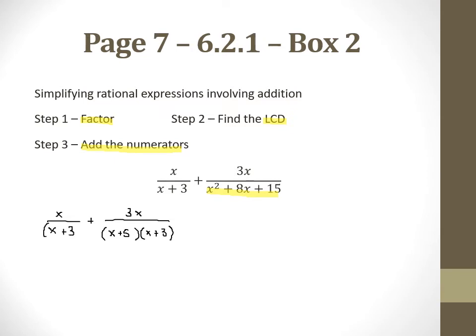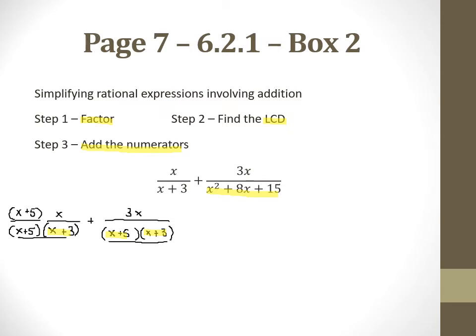X plus 5 times x plus 3. So now we need to look at these denominators and see what do we need to do to make it all come out to be the same denominator. So I notice that both of these terms already have an x plus 3 in the denominator. That part is in common, but the second term has an x plus 5 that the first term is missing. So to make them exactly the same, I need to multiply in an x plus 5 on this first term. See, now we've got x plus 5 times x plus 3 on both pieces. It's the same denominator.